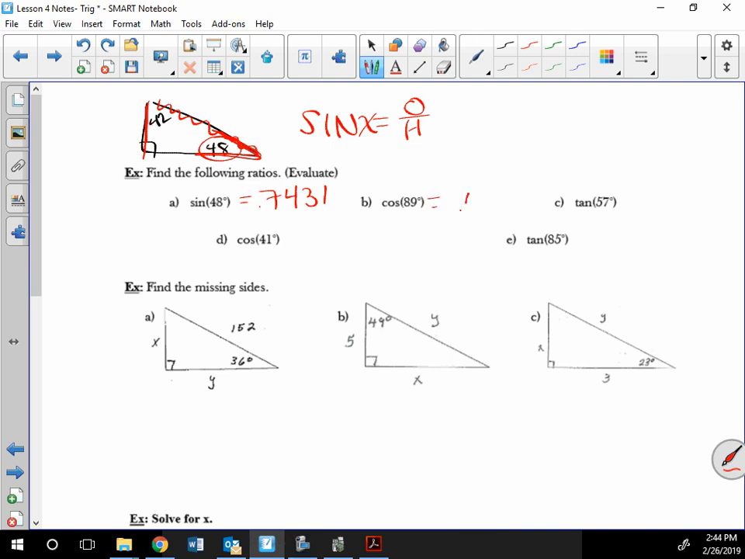What was it again? 0.0175. All right. And just for kicks and giggles, let's go to tangent of 57. You guys do that one. What's tangent of 57? 1.5399? 1.53. Yes.